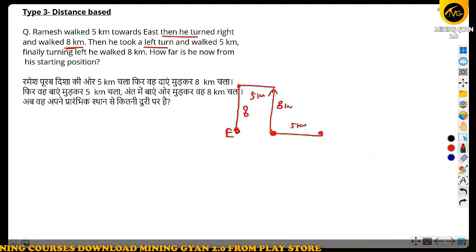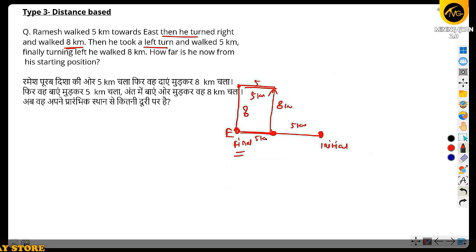So basically this is the final position and this one is the initial position. So what will be his distance from the starting position? Basically this is parallel to this direction. This is 5 kilometer, then it will also be 5 kilometer. This already has 5 kilometer. So 5 plus 5, it will be 10 kilometer from initial position. So the answer will be 10 kilometer.